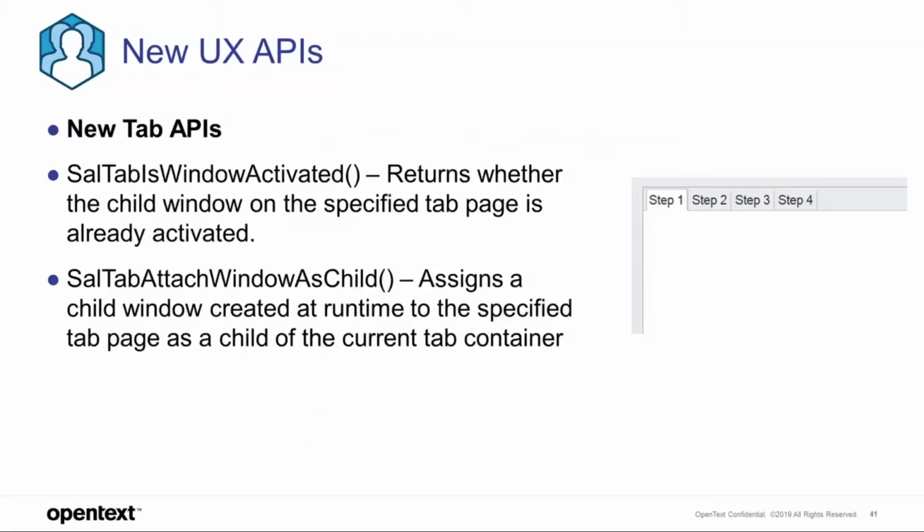There are two new tab APIs as well. You can find out if a tab's window is activated, and that one returns whether the child window on the specified tab page is already activated. And there's a new function, tab attach window as child, which assigns a child window created at runtime to the specified tab page, as a child of the current tab container.